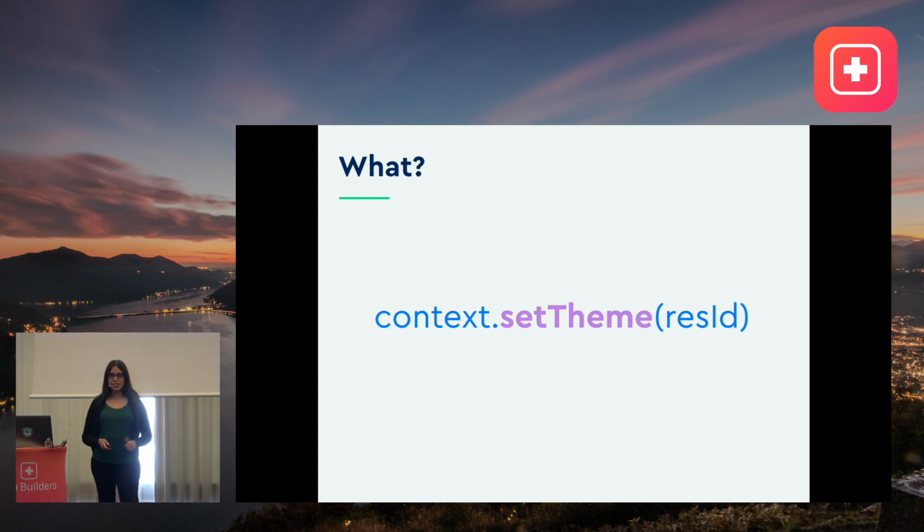And something to note is that this is a terribly named method. Context.setTheme implies that you're replacing the theme, but it's actually applying the theme on top of whatever is below it. So themes are almost always applied. They're never really set. So that's something to be conscious of.